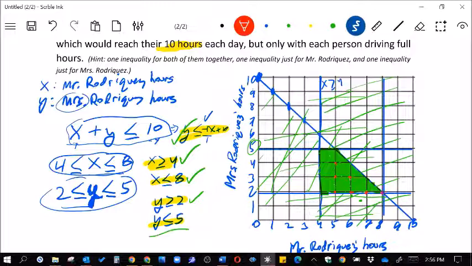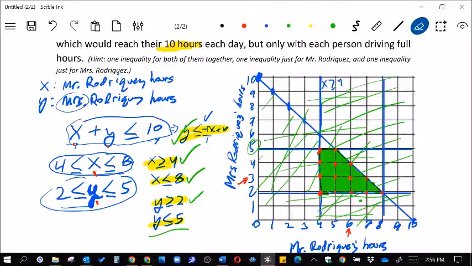So every one of these where there is an intersection, because they're all equals, that means all those points are good too. So we have numerous points where it's full hours. So let's take this one here. That would be Mr. Rodriguez driving 6 hours and Mrs. Rodriguez driving 3 hours. And that would match this where X and Y, 6 and 3 is less than 10. 6 and 3, if we add them, wait a minute. Oh, the 6 is in between 4 and 8. The 3 is in between 2 and 5. And every one of those would be true.